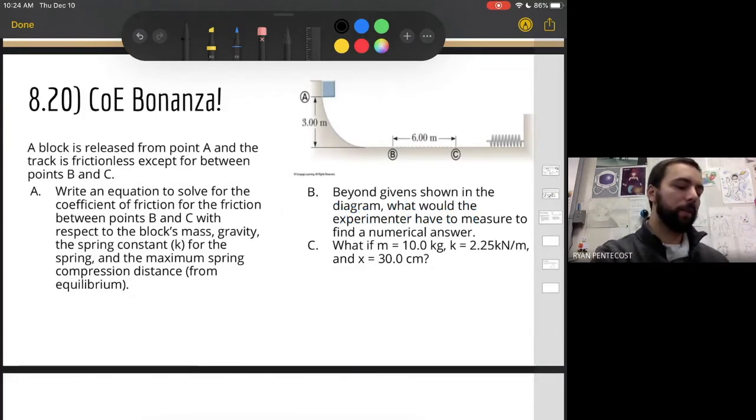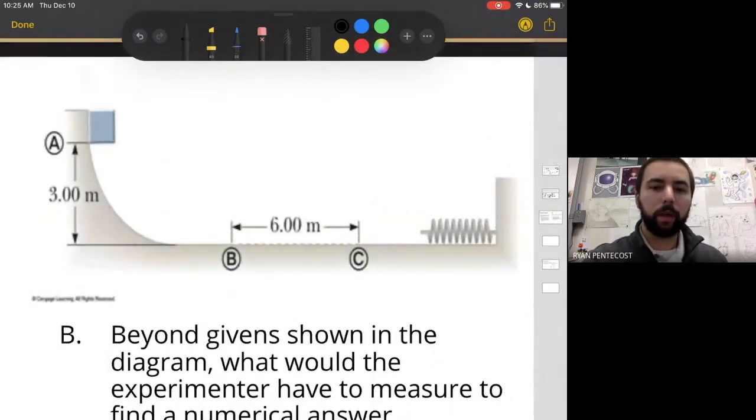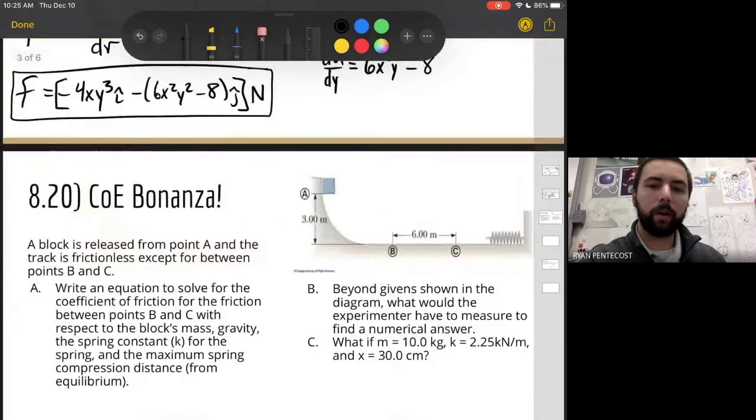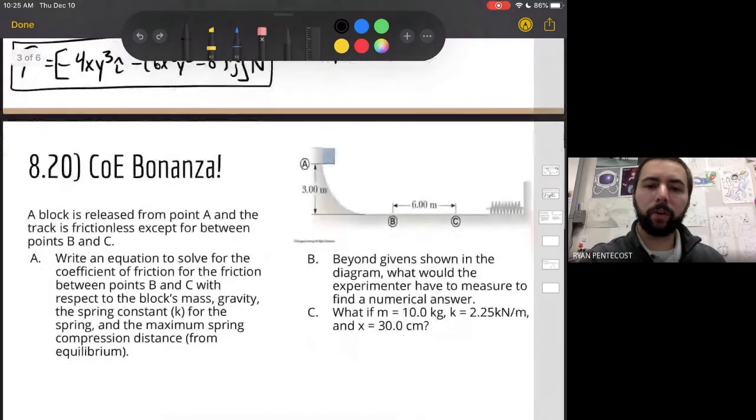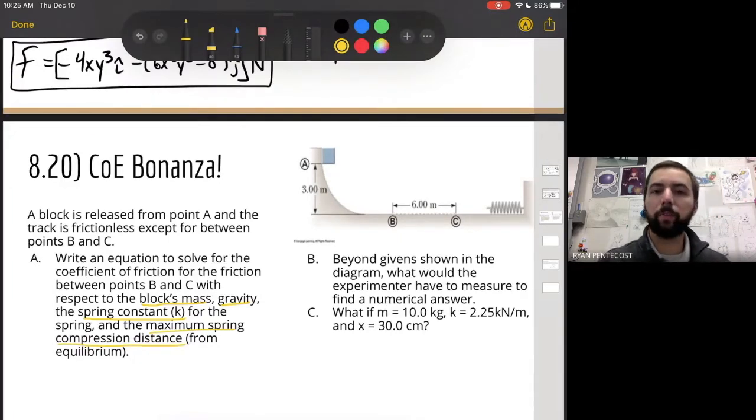So we have this block. A block is released from point A, and the track is frictionless, except for between points B and C. You can see it's jagged through there, right? Now, part A asks, write an equation to solve for the coefficient of friction for the friction between B and C, but we want that with respect to the block's mass, gravity, spring constant K, and maximum spring compression distance from equilibrium. So this is very specific what they want.